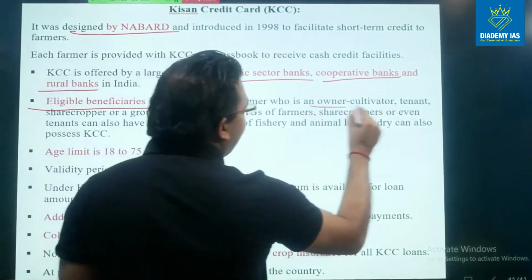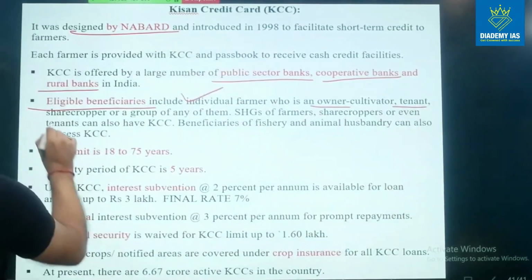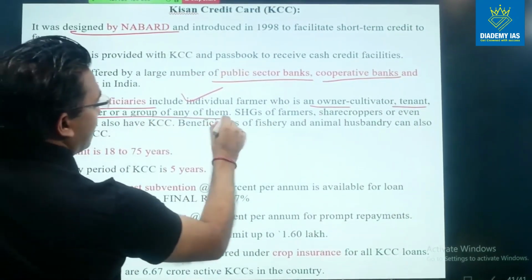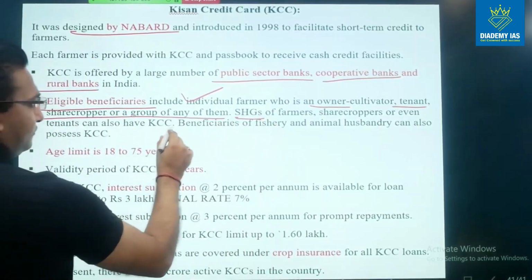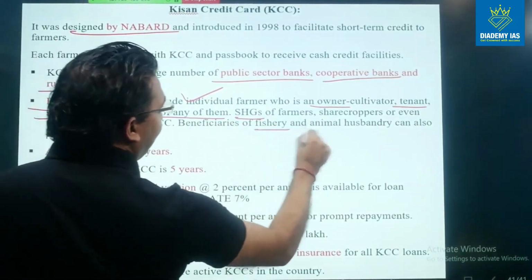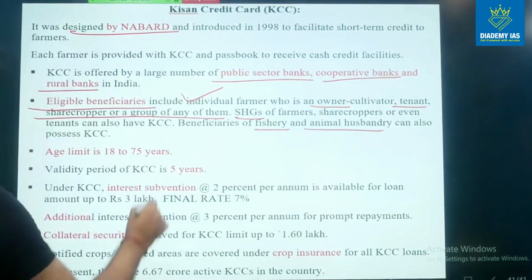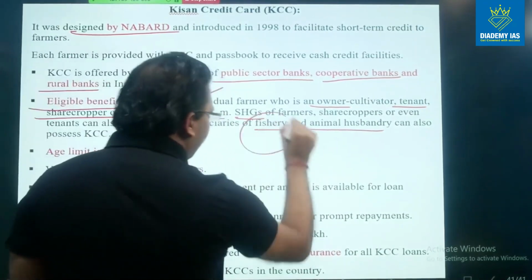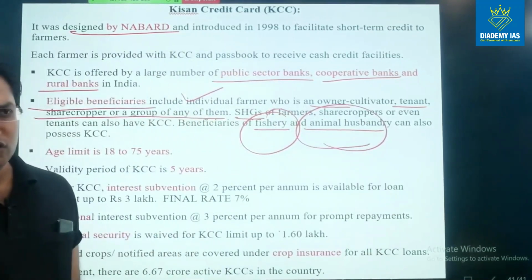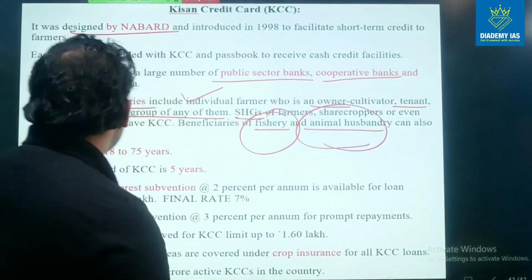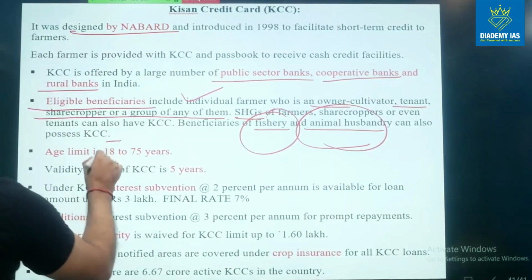तो owner भी हो सकता है, tenant भी हो सकता है, शेयर क्रॉपर और ग्रुप ऑफ एनी ऑफ देम भी हो सकता है, सेल्फ हेल्प ग्रुप भी हो सकता है, और आपका beneficiaries of fishery and animal husbandry can also possess KCC, right? So this is important. Fisheries and animal husbandry, they were extended KCC also, so they also get the benefit of KCC. Age limit is 18 to 75 years.